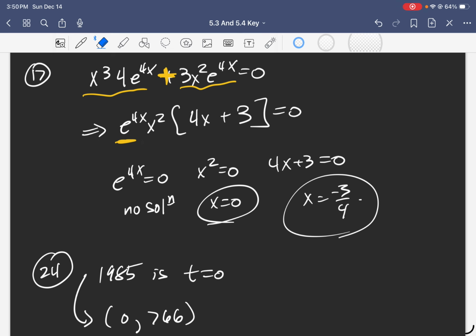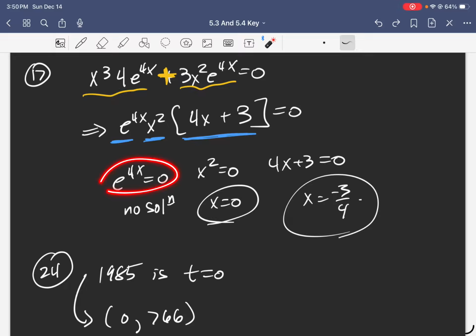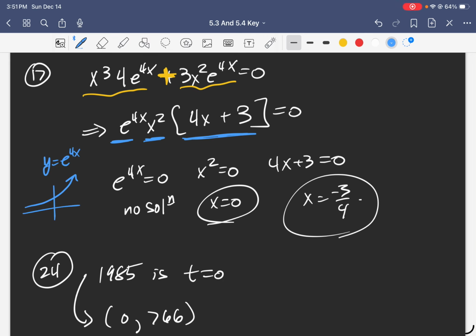So now I need you to view it as 3 things that got multiplied together. Now there are 3 factors. This times this times this equals 0. So either the first one was 0, the second one was 0, or the third factor was 0. The first factor equals 0 means there is no solution, because we know that y equals e to the 4x is an exponential growth situation. Horizontal asymptote at y equals 0. It never quite gets to that asymptote, so there's no solution. This is x equals 0, and this is x equals negative 3/4. So those are only 2 answers.